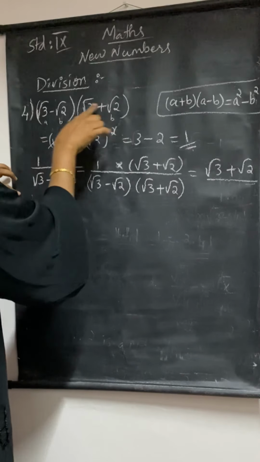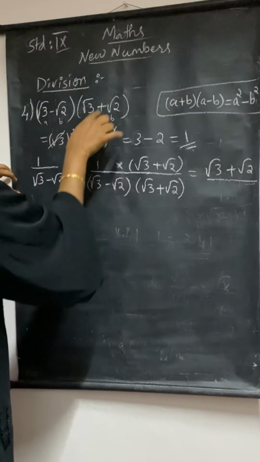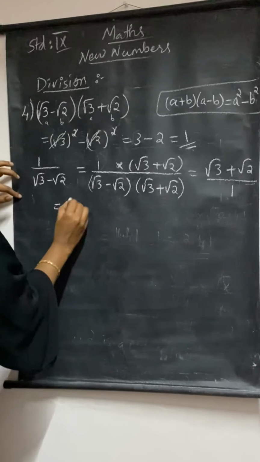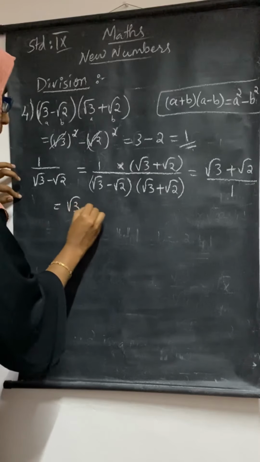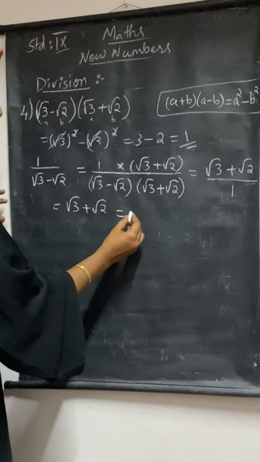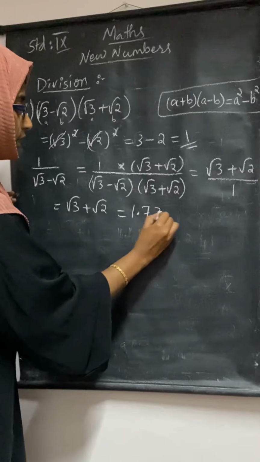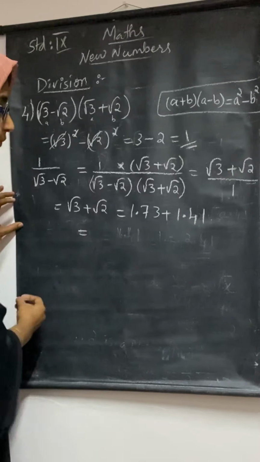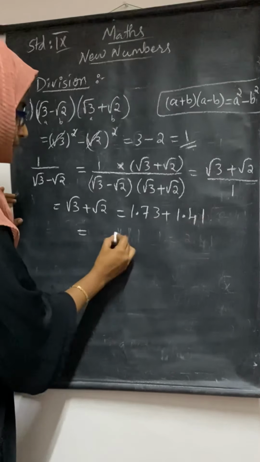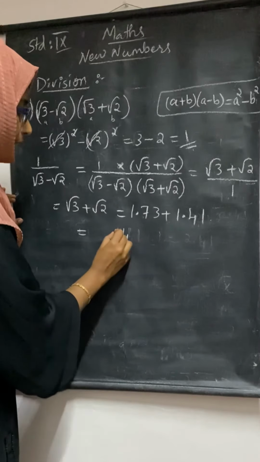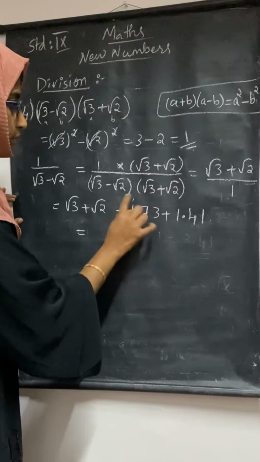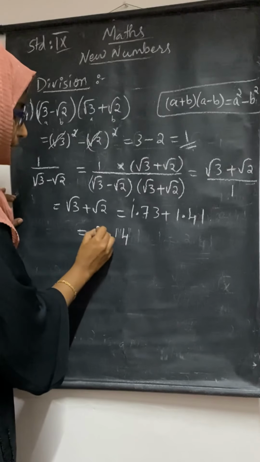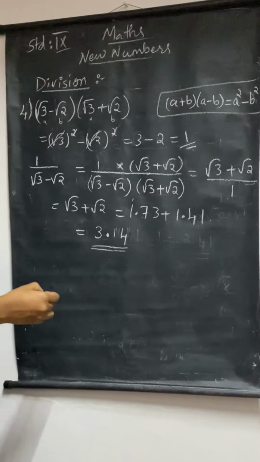What is the answer you got here? Root 3 minus root 2 into root 3 plus root 2, what is the answer? 1. So that answer I am writing here, 1. So this divided by 1 means that only, root 3 plus root 2. Now put the value. Root 3, what is the value? 1.73 plus 1.41. What is the answer you will get? 3 plus 1, 4. 7 plus 4, 11. So 1 carries here. 1, 2, 3. Point here. Okay, after the 2 places you have the decimal point. 3.14 is the answer. So that is the answer.